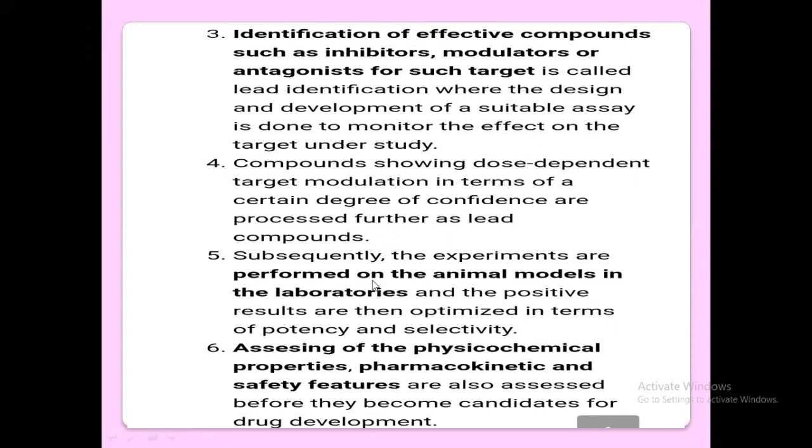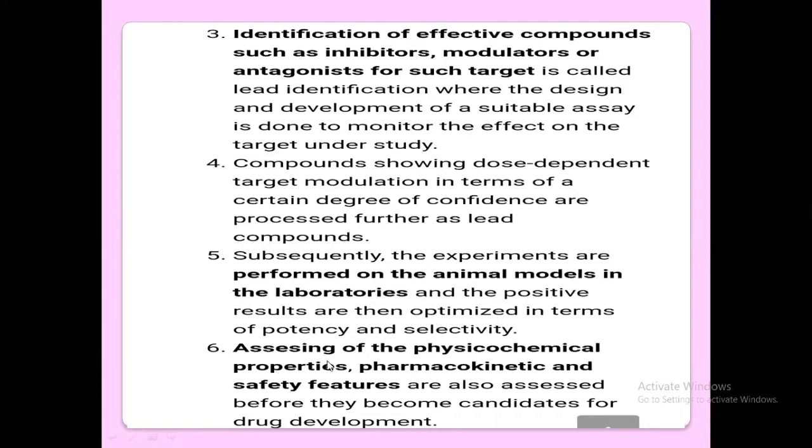Then the next step is subsequently the experiments are performed on the animal models. Next only you are coming to the animal model. I have shown in the previous slide. So next you have to perform the efficiency of that particular lead compound on the animal models in the laboratories, and the positive results are then optimized in terms of potency and selectivity. So if you get positive good result on that drug in that animal model, then you have to optimize all the conditions for the effective functioning of potentiality of that drug in the animal system.